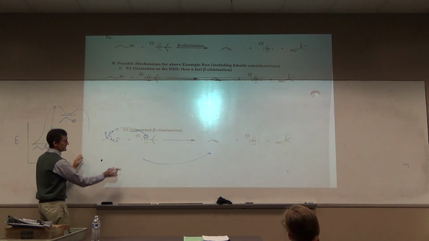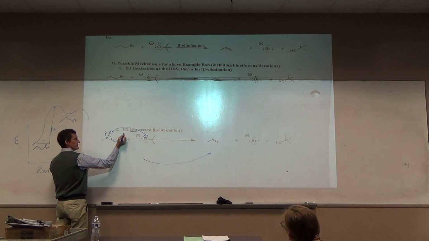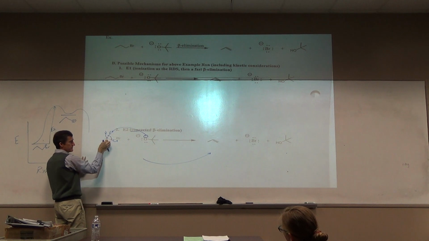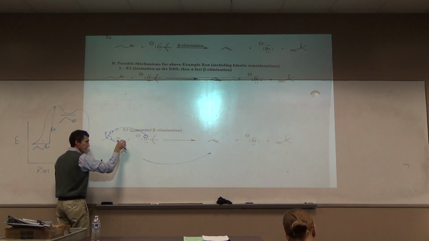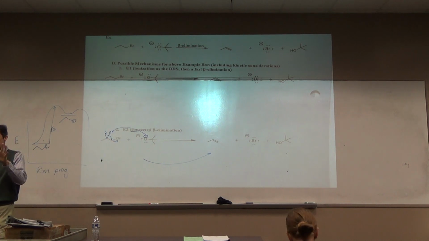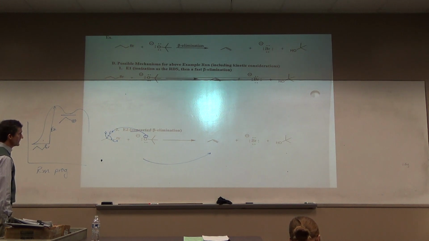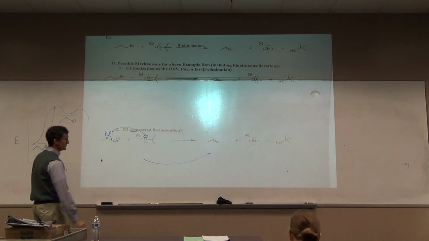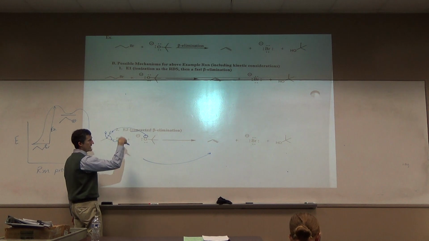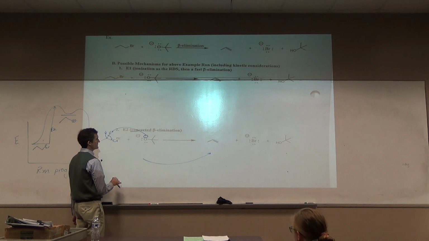The transition state consists of this bond taking the H, this bond breaking, this bond moving in, that bond breaking. All these bonds breaking and making at the same time. There's a transition state there. No intermediate here. No carbocation intermediate. For the example reaction, this is the mechanism.